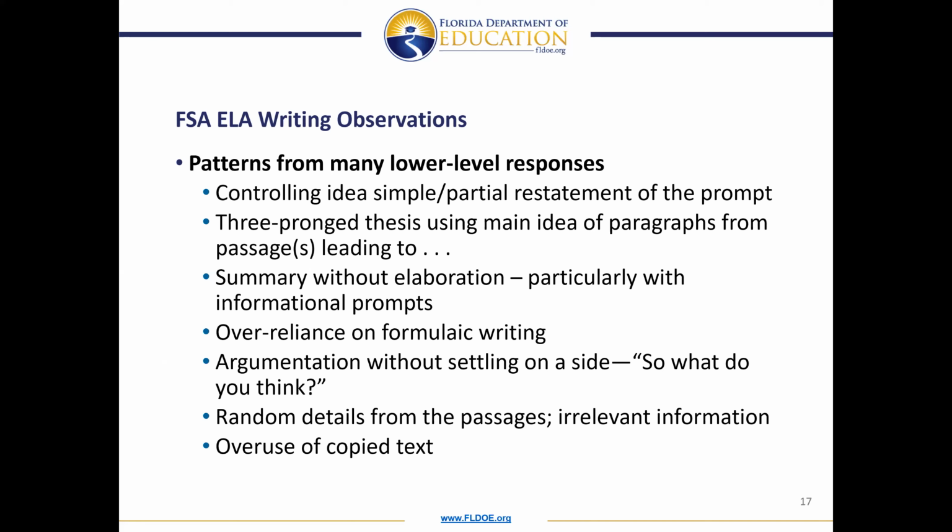Another pattern is random details from the passages or irrelevant information. So one pattern I've seen from students is that they think that they have to include every detail from the text, and that's absolutely not the case. In fact, according to the rubric language, they really want students to show that they've thought about the evidence and that they have kind of strategically picked evidence to support their controlling idea or their opinion versus just mentioning everything they can. And then finally, an overuse of copied text. So like I said, really just using too much evidence, not enough elaboration or original thought, and we'll get into that as we go as well.